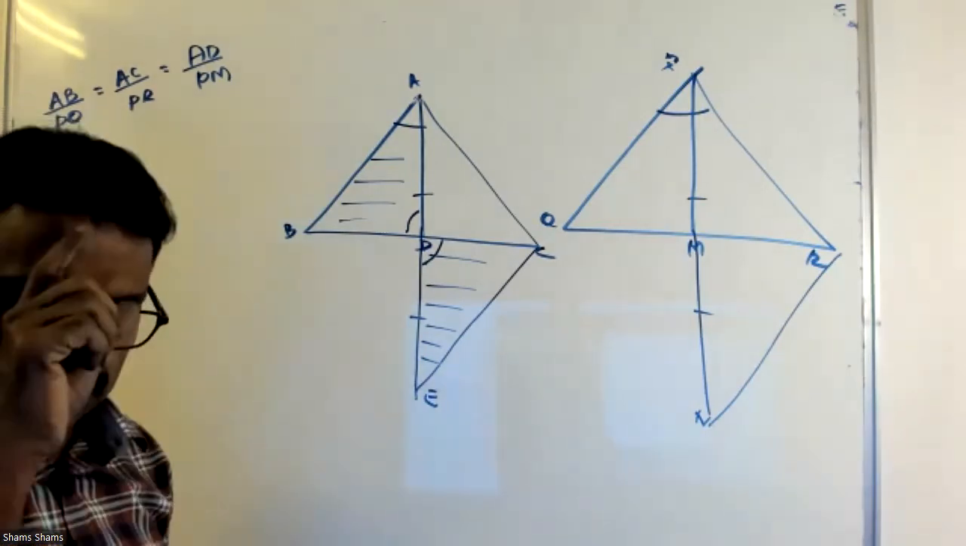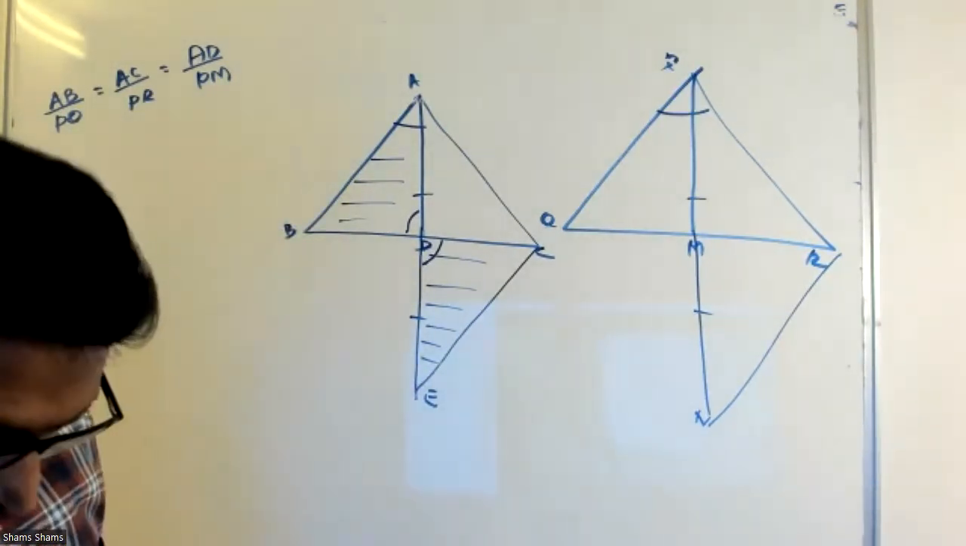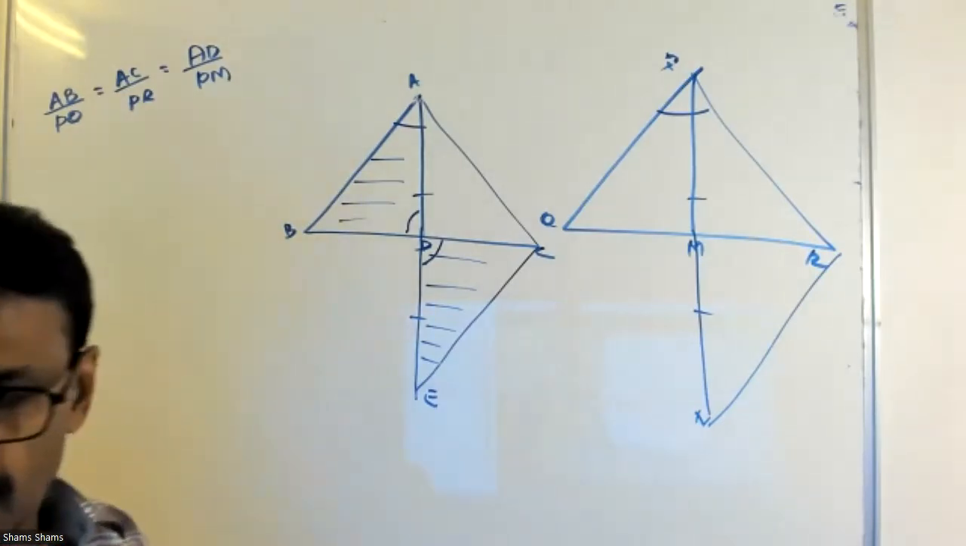Come on, man. You studied this in class 9, no? Congruency. So one more reason is required to show these triangles are congruent. What is that? Almia, any idea?